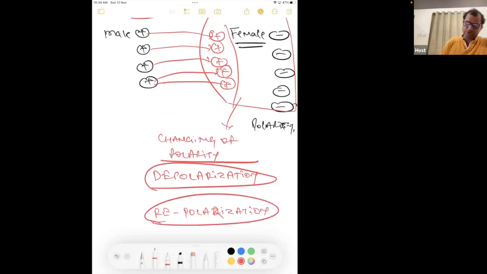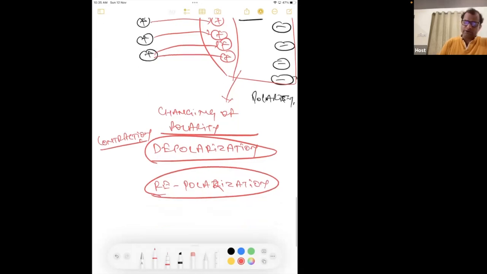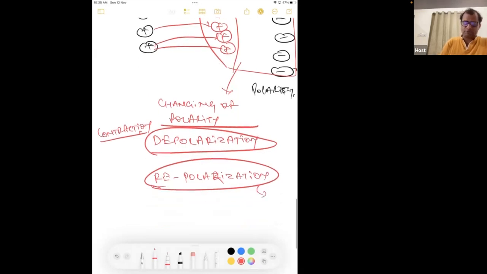So try to understand this word. Depolarization we use for contraction. If depolarization happens, then the muscle will start contracting, because the polarity will change. And as soon as the polarity becomes like earlier, the muscle will relax. So this is relaxing the muscle.